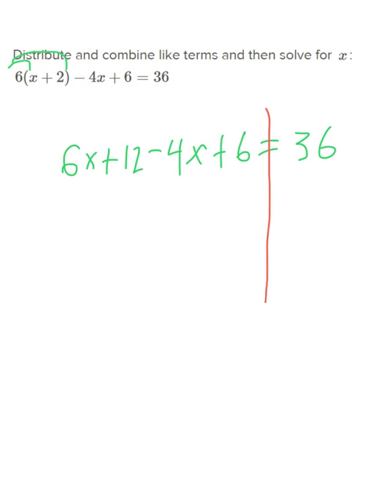Draw your line going down the page. Then you can see which terms are like terms. Okay, the 6x right here and the minus 4x. They are on the same side of the equation. They each have an x. That makes them like terms. So 6x and minus 4x is 2x. Then there's the adding 12 and the adding 6. They are on the same side, so I can add those two together, and 12 plus 6 is 18.